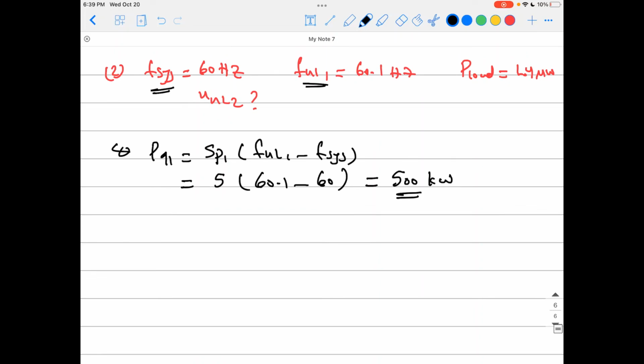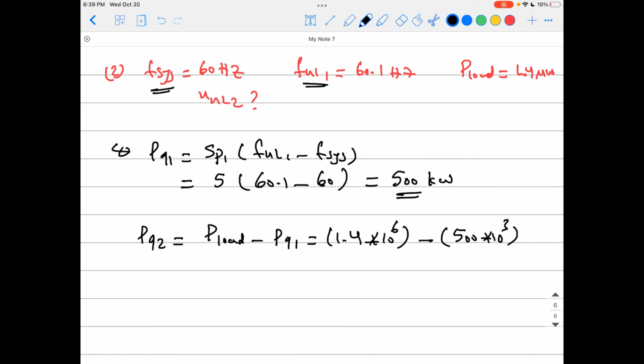So I know how much power is generated from the first one, and this can be used directly to find how much power will be supplied from the second one. Basically, it equals P load minus P generator 1. So it's 1.4 megawatts multiplied by 10 to the power 6, minus P generator 1, which is 500 kilowatts, 5 times 10 to the power 3. And this will give you 900 kilowatts. So that's the load sharing now: 500 kilowatts from the first one, 900 kilowatts from the second one, okay?